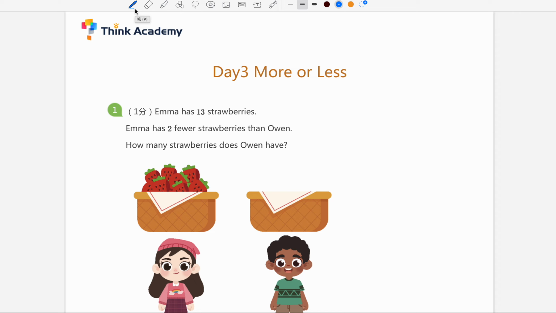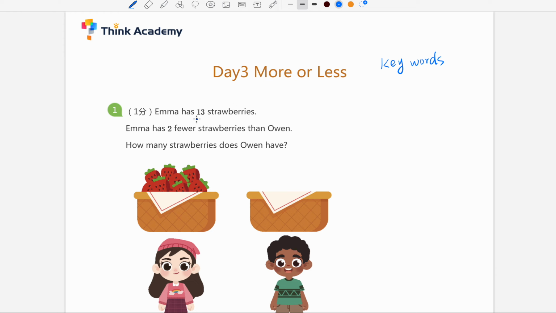Emma has 13 strawberries. Emma has 2 fewer strawberries than Owen. How many strawberries does Owen have? So how can we solve it? At first, let's underline the key words. The key words means the most important information in this question. It can be numbers and the question.